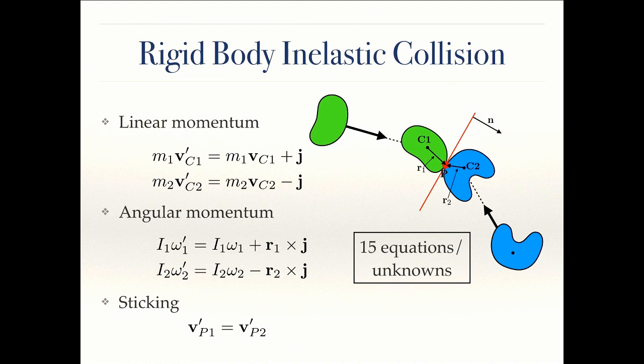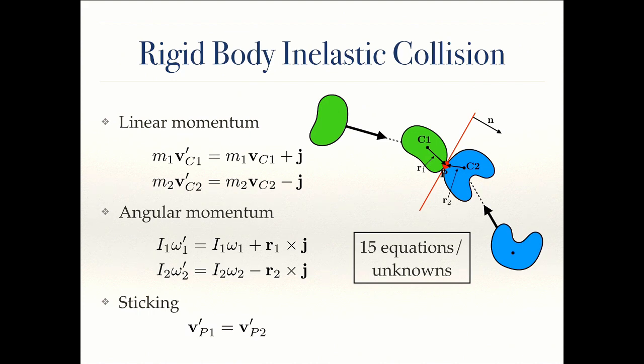So first, let's look at the easier one. Here's a rigid body inelastic collision. We have this green body and this blue body, they're both rigid bodies. They're traveling toward each other, and then at some moment in time, we detect that they're colliding at this point here. So we want to find a pair of impulses, and the impulse is going to change the linear momentum of each body, and it's also going to affect the angular momentum. So for this body, it'll be R1 cross J, and for the second body, we'll get this change in momentum of R2 cross minus J, or minus R2 cross J.